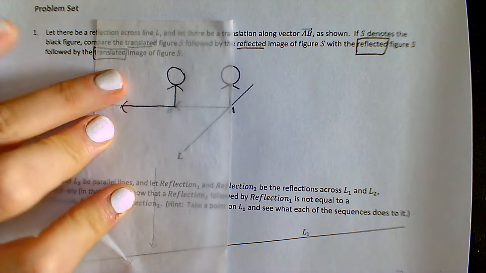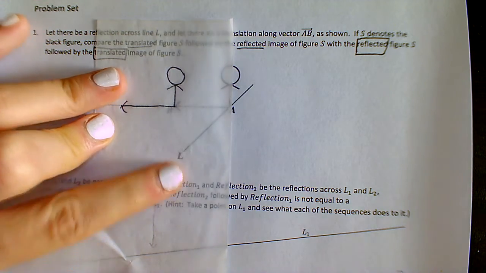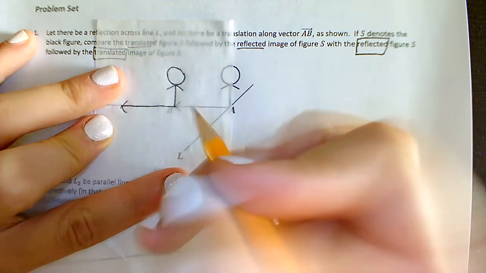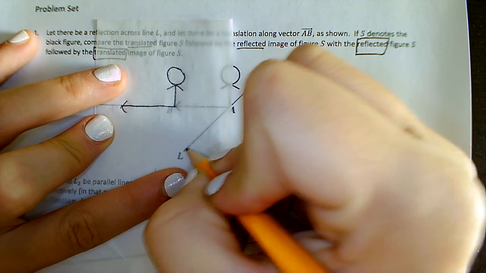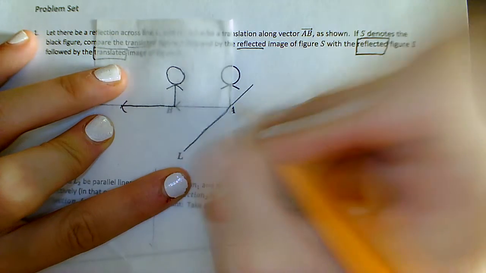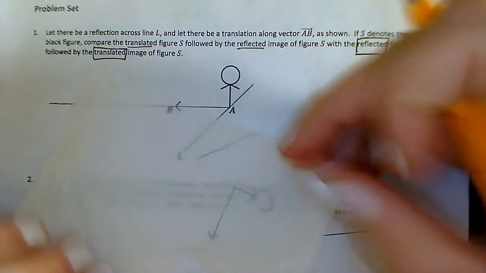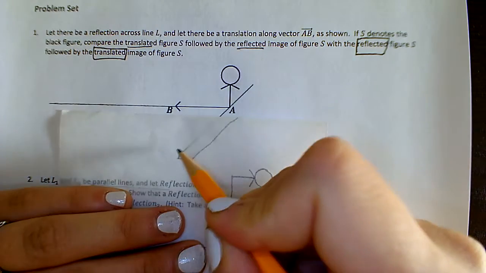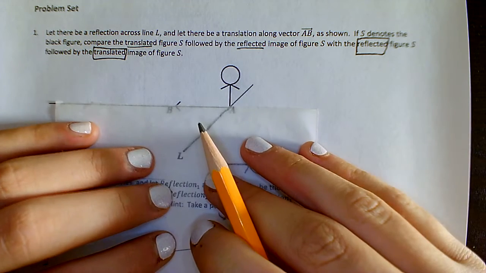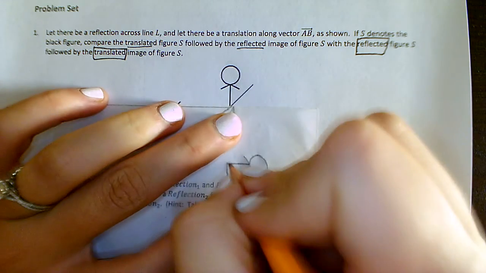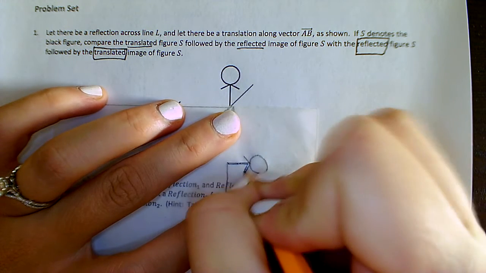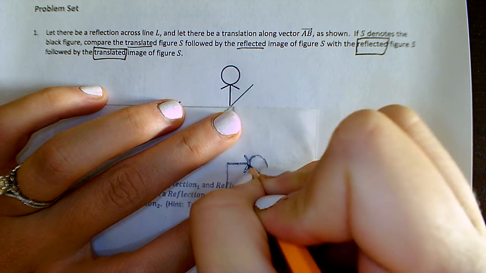And then we need to copy the line so we can reflect him. It's okay that we don't have the full line as long as we get one endpoint to match up. So we're going to flip him over and make sure that this endpoint matches up with the end of that one. And then we are going to retrace our little man.